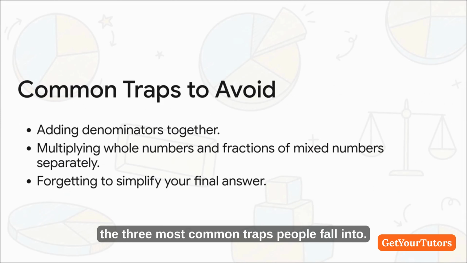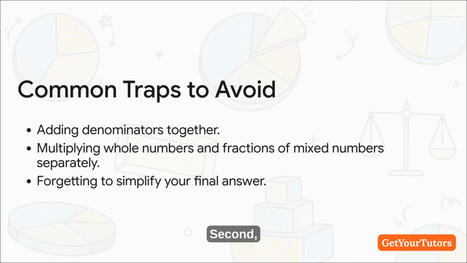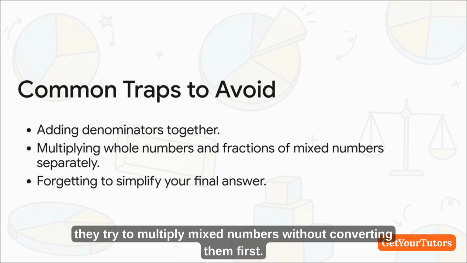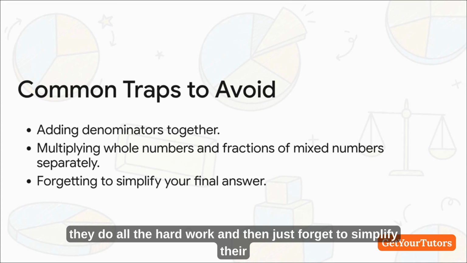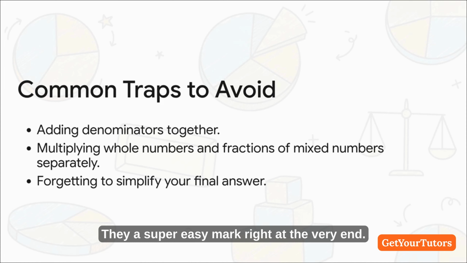Here they are, the 3 most common traps people fall into. First, under pressure, students sometimes add the denominators. Don't do it. You only combine the numerators. Second, they try to multiply mixed numbers without converting them first. This almost always ends in disaster. And finally, they do all the hard work and then just forget to simplify their final answer, losing a super easy mark right at the very end.